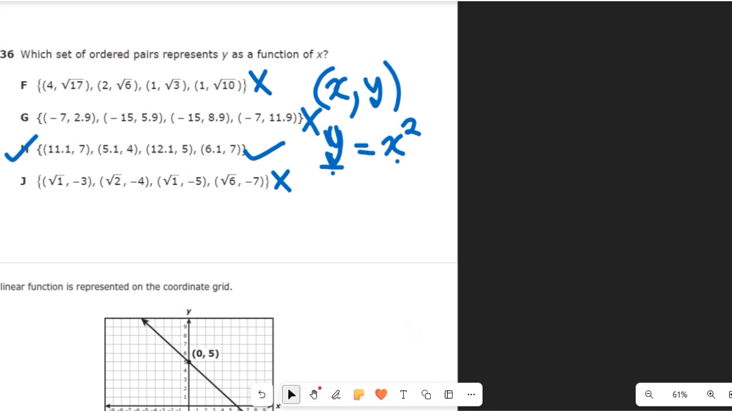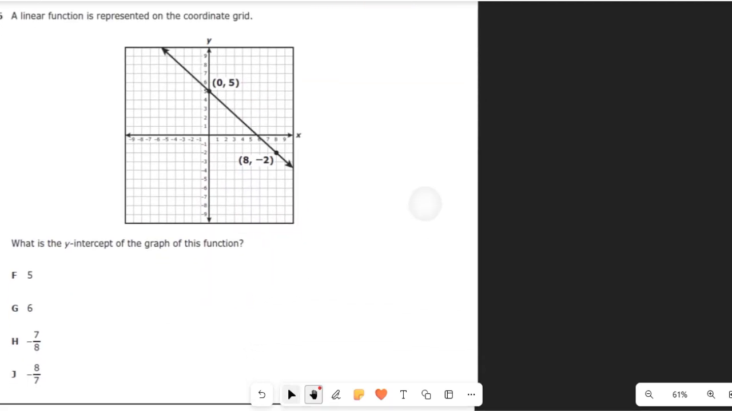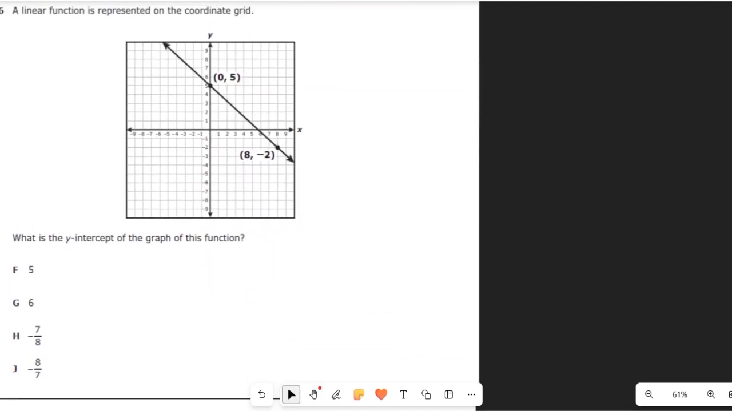So let's look at the next question. The next question says a linear graph is represented on the coordinate graph. What is the y-intercept of the graph? This question requires that we find the y-intercept of the graph. Now remember, I told you earlier on that to find the y-intercept of a graph, we are given the formula of the linear function to be equal to y equal to mx plus b.